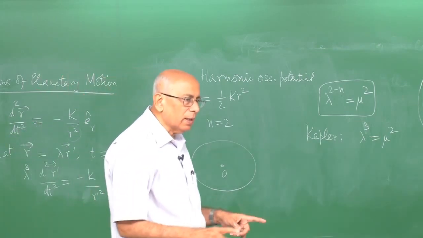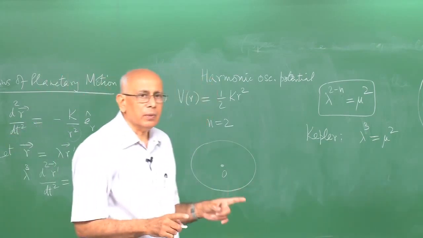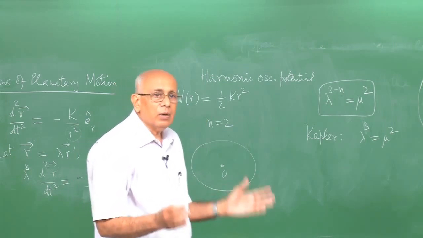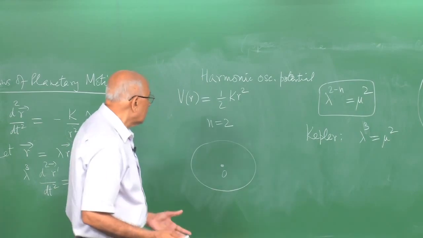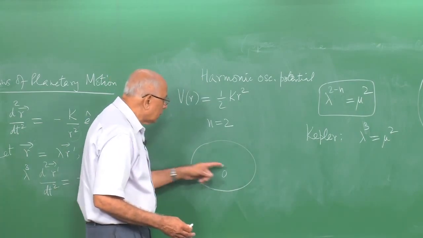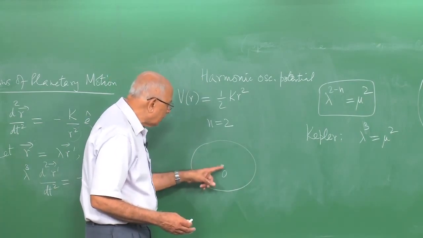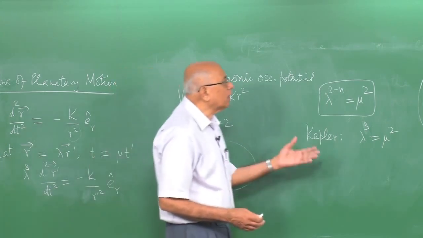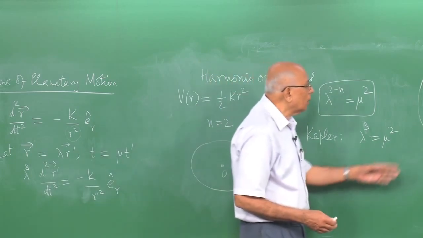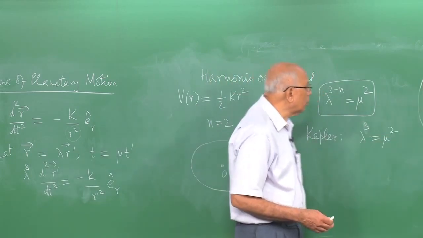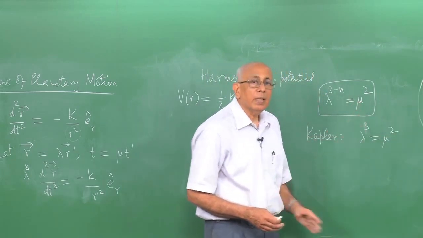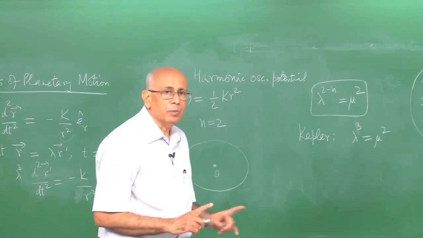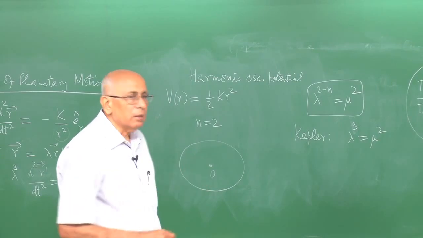So in that sense, the r squared potential and the 1 over r potential are different from each other, but the conservation of angular momentum is still true. They are still elliptic orbits with the center at different points, center in one case, focus in the other case. And the third law is different in the two cases. In one case, you have t squared proportional to r cubed. In the other case, you have t squared equal to constant independent of r. So that's the difference between these two potentials. And I thought it should be placed in this perspective.